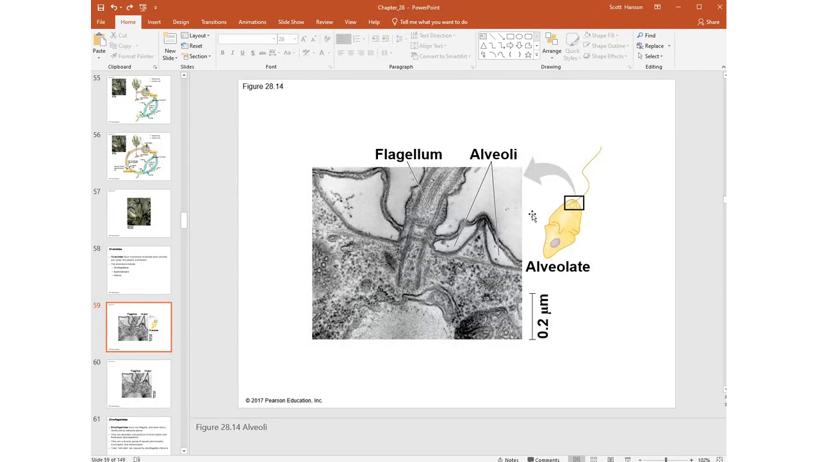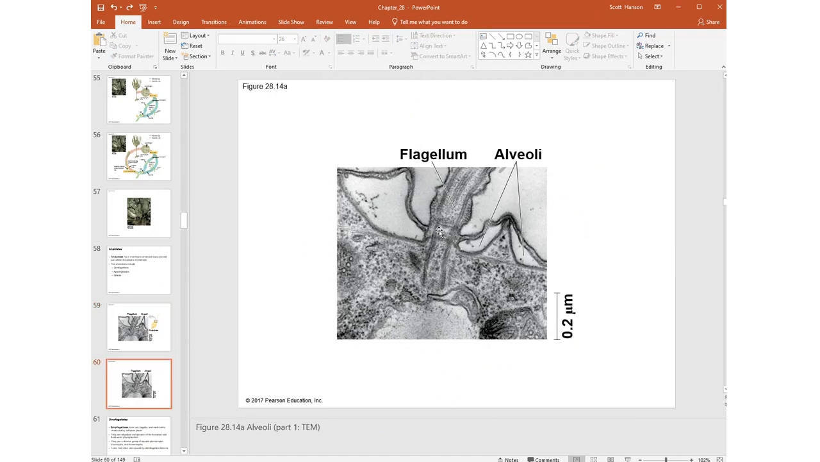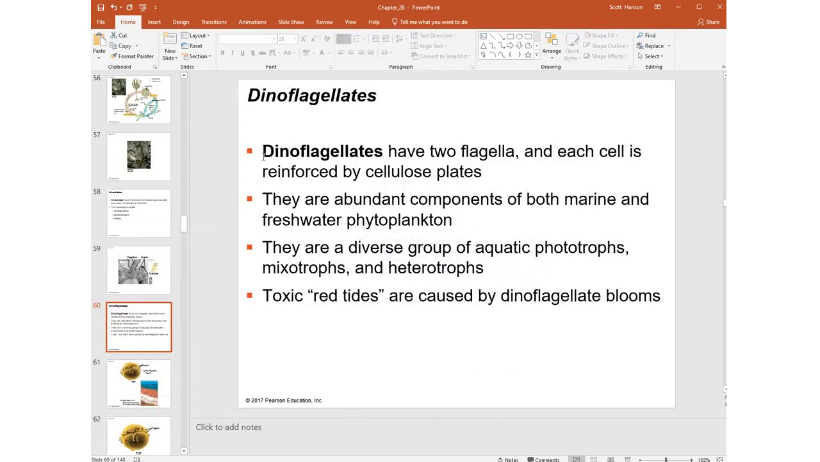And so here's a kind of typical alveolate. Here's what the cell looks like. And if you look right here where the flagella hooks onto the cell, you can see that there are membrane-bound sacs. The alveoli are right here, at one end of the cell on this species. Here's another close-up again of that.